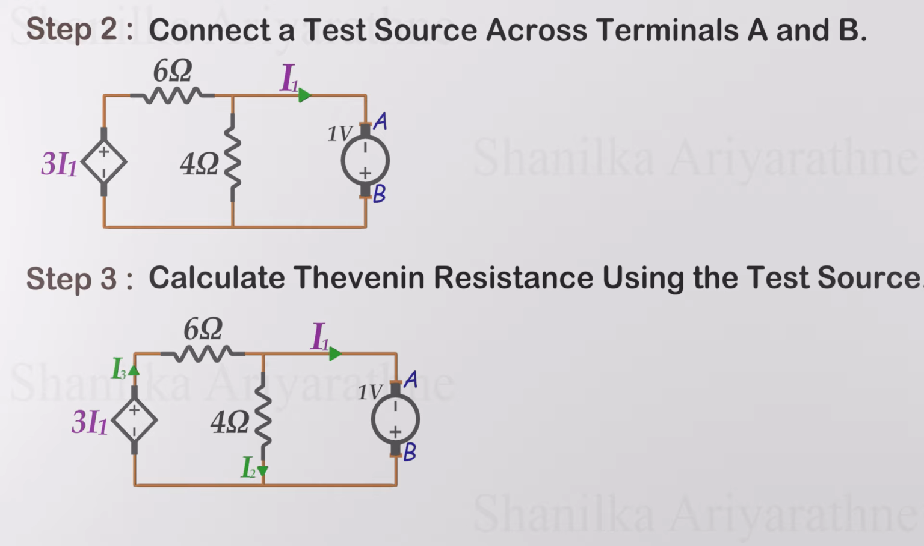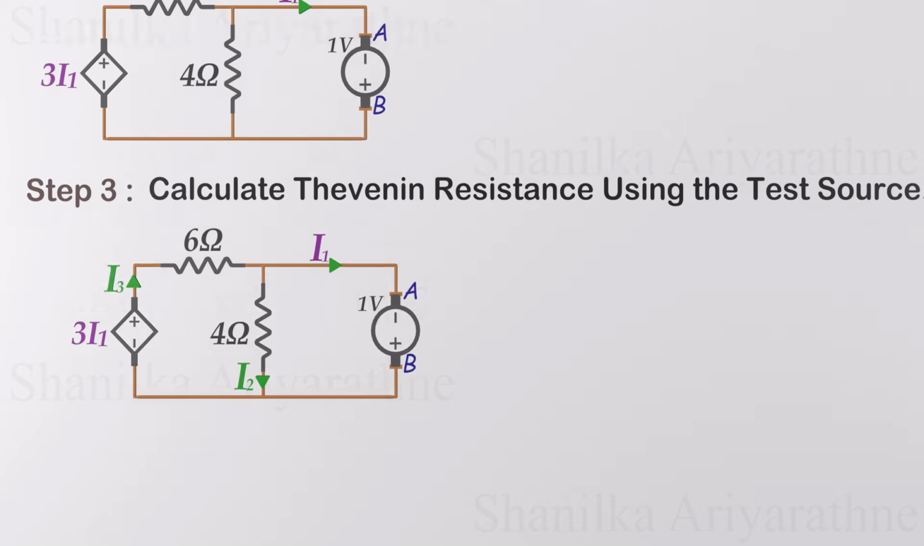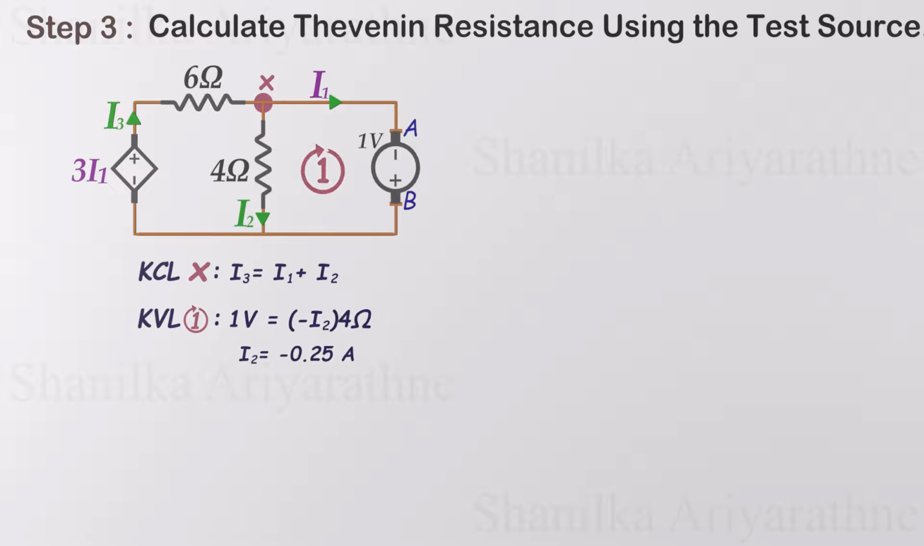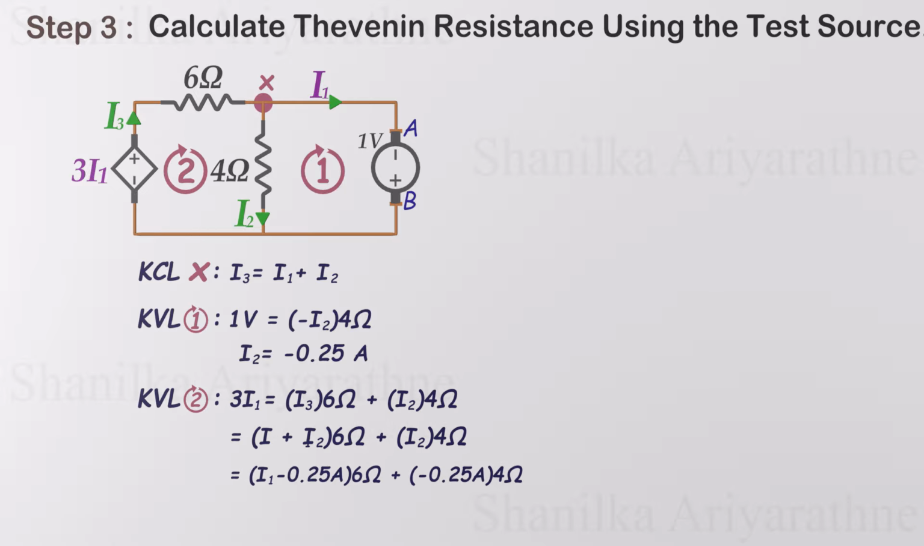Let's mark the currents in each branch. First, apply KCL to node X. The current entering the node equals the current leaving. Then, apply KVL to loop 1, where I2 is minus 0.25 amps. Next, apply KVL to loop 2, noting that the voltage across the dependent voltage source is 3 times I1. We calculate the test current as 0.833 amps.